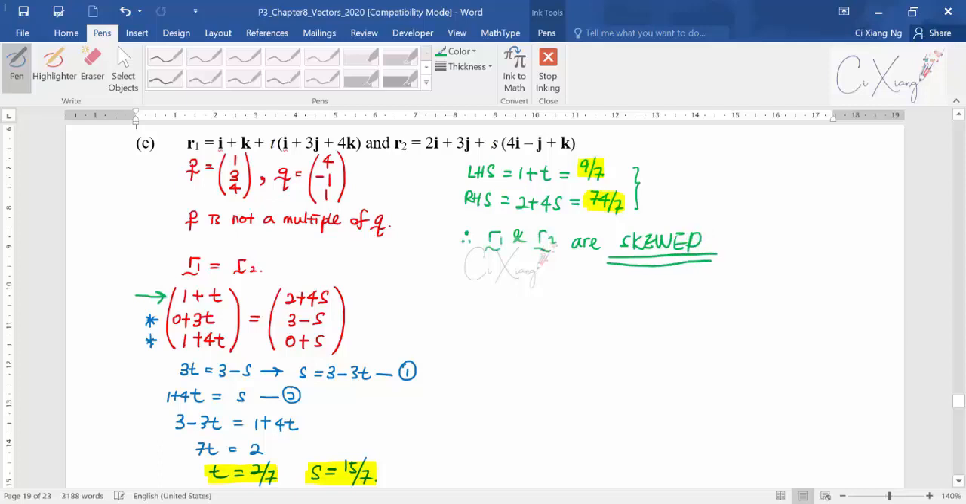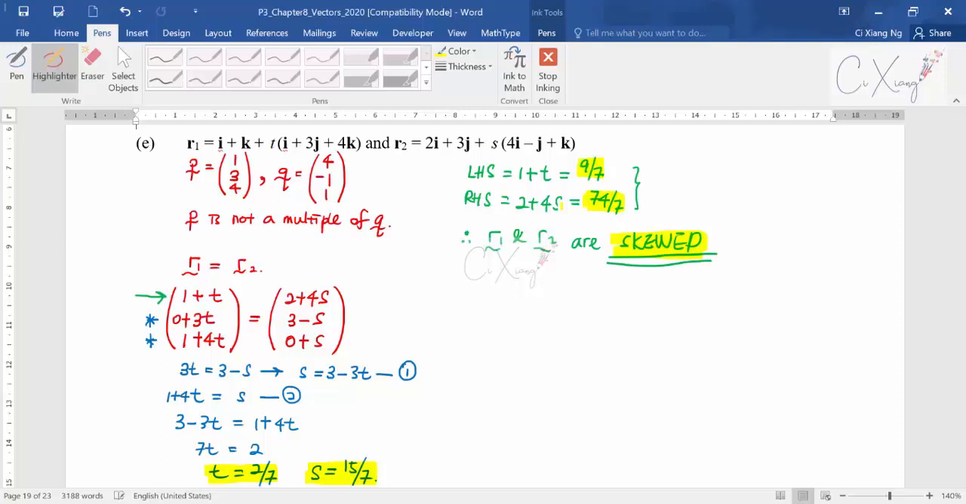Okay, so this is what we mean by not consistent. Because if you substitute it into the third equation that we have, then generally you won't see that the values are the same for the left and the right hand side. Okay, so this is a skewed case.